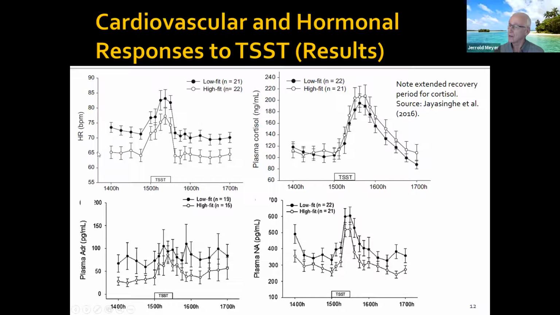response. Here's the plasma adrenaline or epinephrine. Not much there, despite the heart rate increase. So this shows you that right off the bat, different measures of reactivity of the system can differ. There was a much better response of norepinephrine. So the sympathetic nervous system did respond, but the adrenal medulla, this part of the system, didn't do much.